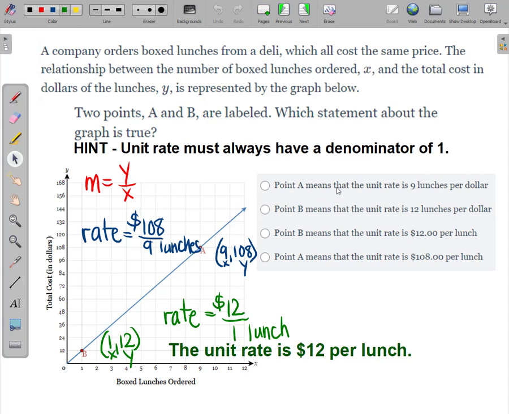First choice, point A means the unit rate is 9 lunches per dollar. There's 9 lunches, obviously it's 108, so that's fairly evident that that's wrong. Point B means the unit rate is 12 lunches per dollar. Being creative, but it's $12 per lunch. B means that the unit rate is $12 per lunch, and again, that matches. Point A means that the unit rate is $108 per lunch. It's kind of ridiculous because over here it's $108 not for one lunch, but for 9 lunches, so that one's obviously wrong. And that's it.